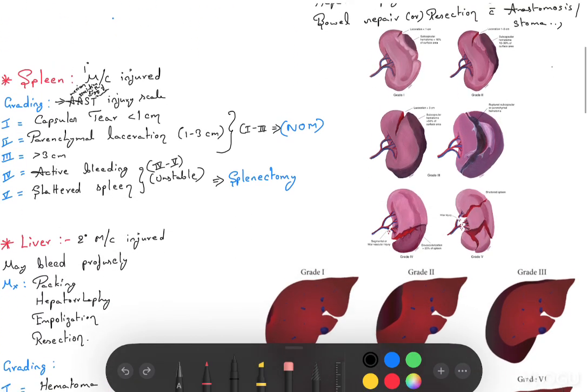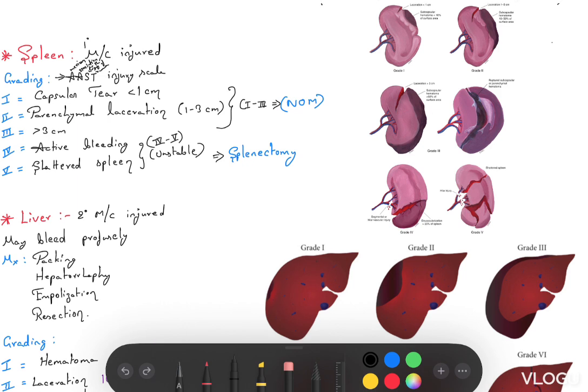Next, the most commonly injured organ is the spleen. So we have the AAST, the American Association for the Surgery of Trauma, Organ Injury Scale. We have a total of 5 different grades. Based on that, for spleen injury, first of all we can see grade 1.